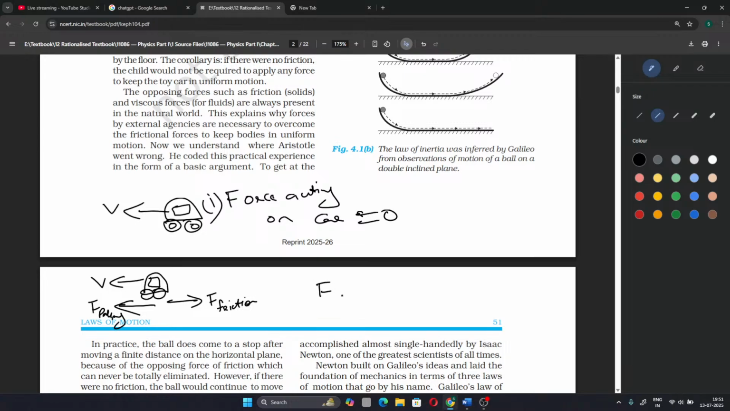So we can say F pulling the car should be equal to F friction. Then only the car will remain in uniform motion. That is what they mean. The net force is the total force acting on the car. Since one is in this direction and the other is in this direction, F pulling minus F friction equals 0.